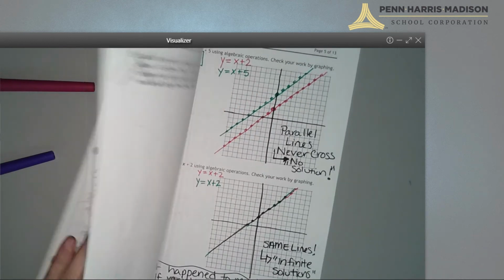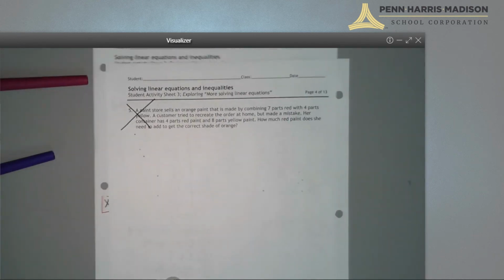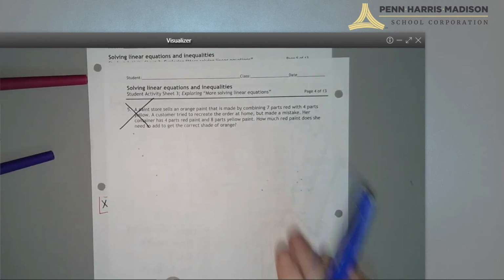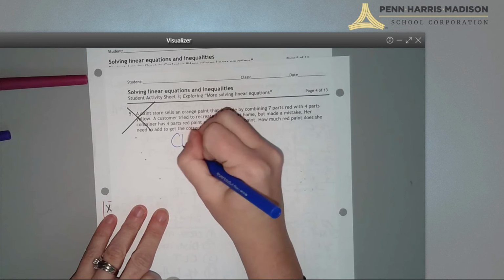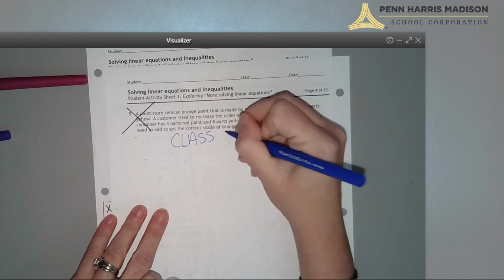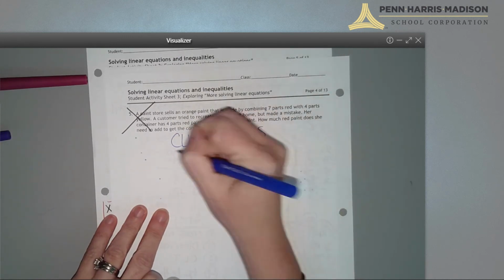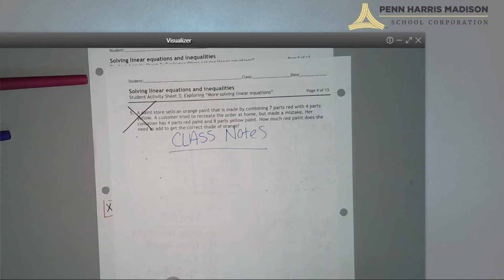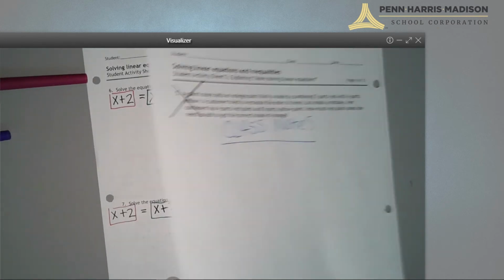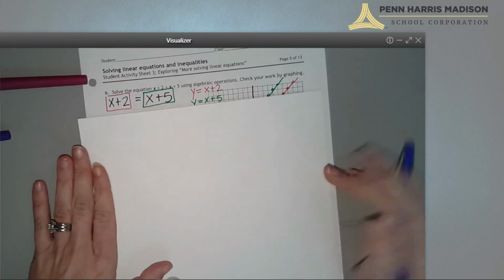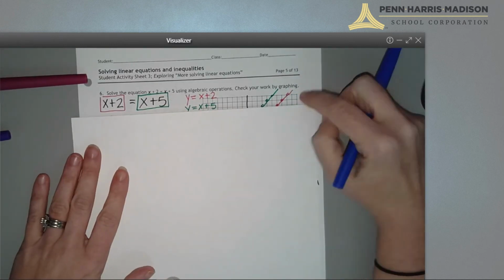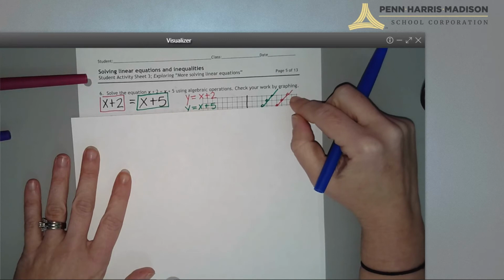Okay, question 5, guys, I want you to go ahead and cross off question 5. Okay, use this space for your class notes. Any class notes that you may do, use this space there. Let's go on to the next page, number 6. Okay, now I don't want you guys to worry about the graphing over here. I did that for you. I just want you to see what it looks like.